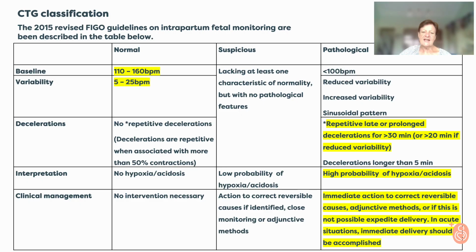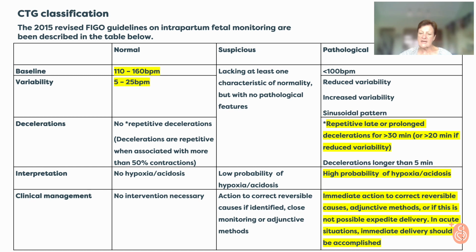So if we look at the FIGO classification, the FIGO guidelines, we see that the baseline was normal. It's 110 to 160 beats per minute. We see that the variability was normal because it fell between 5 and 25 beats per minute. But when we come to the decelerations, we see that it's pathological if there are repetitive decelerations, late or prolonged.